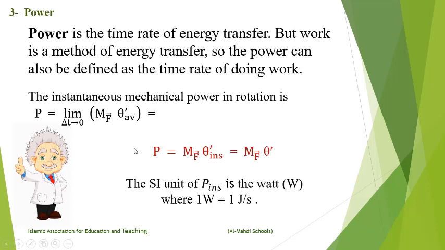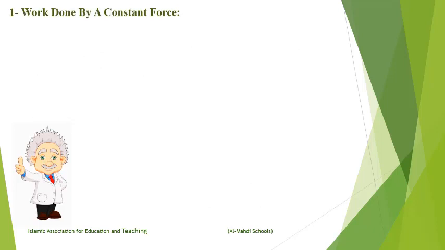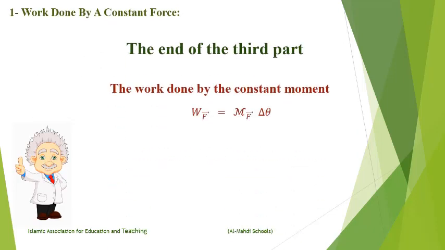Also in rotation, we can say that the instantaneous mechanical power in rotation is given simply as the moment times theta prime, the derivative of theta. And here comes the end of the third part, the work done by the constant moment and power.